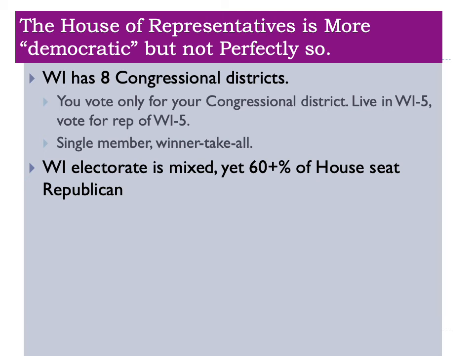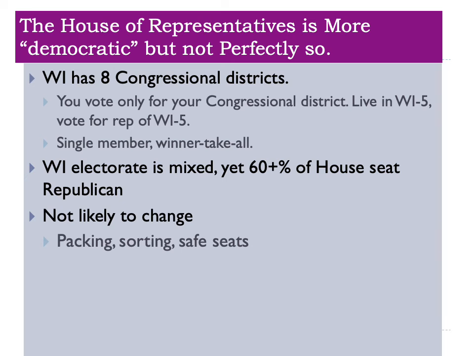Now, when you look at the electorate of Wisconsin, it's mixed. The most recent Marquette poll, which was just taken and released a few days ago, asked people what their party identification was. And it's like 1/3 of Wisconsin identifies as Republican, 1/3 identifies as Democrat, and 1/3, actually more than 1/3, says that they don't have a party affiliation. They consider themselves independent. So Wisconsin has a mixed electorate, yet over 60% of the House seats are in the hands of the Republicans, 5 out of the 8, okay? And that's not likely to change anytime soon, given the way that the district lines are drawn up.